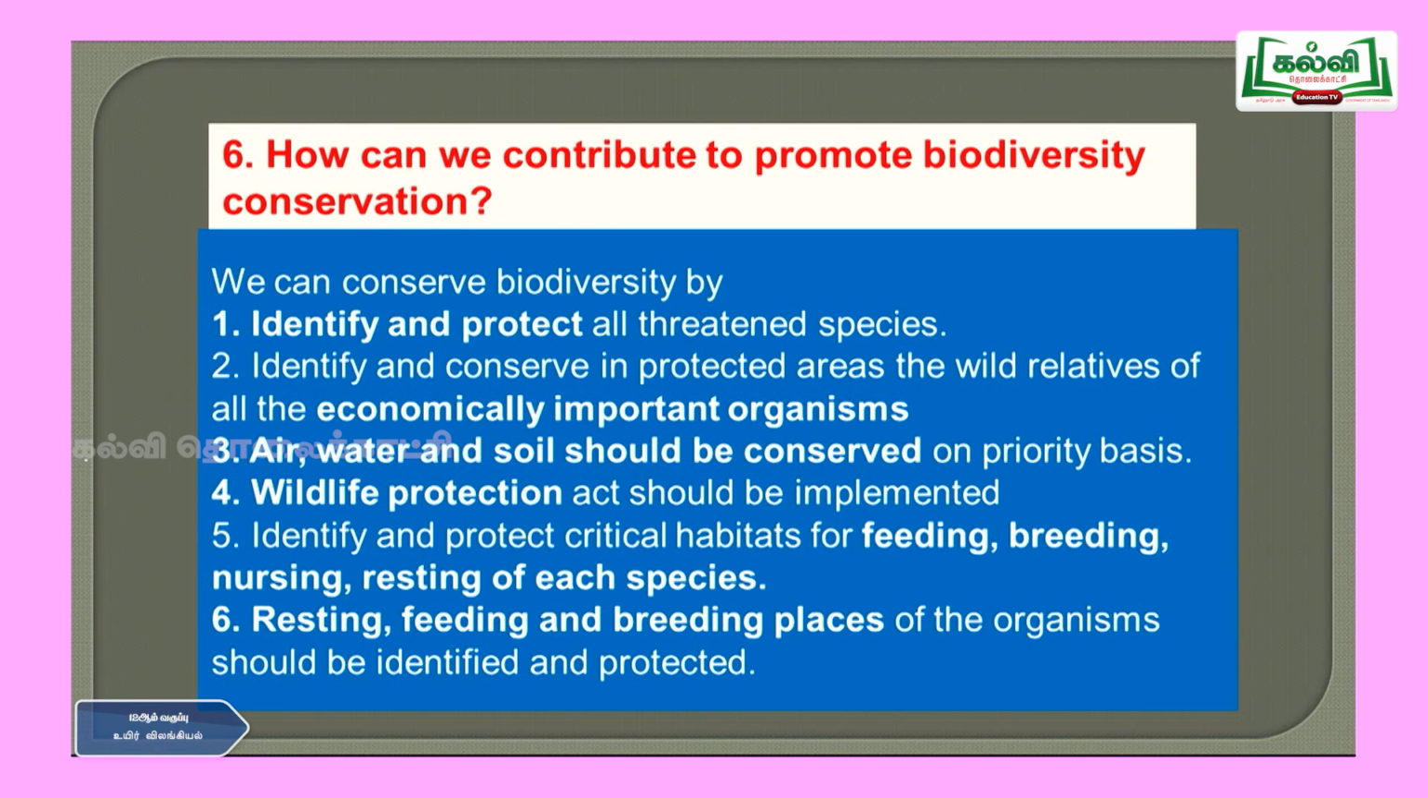Then the sixth question: how can we contribute to promote biodiversity conservation? So we can conserve biodiversity by identifying and protecting all the threatened species, and identifying and conserving in protected areas the wild relatives of all the economically important organisms. Air, water and soil should be conserved on a priority basis, the Wildlife Protection Act should be implemented, and the critical habitats for feeding, breeding, nursing and resting of each species should be identified and protected.